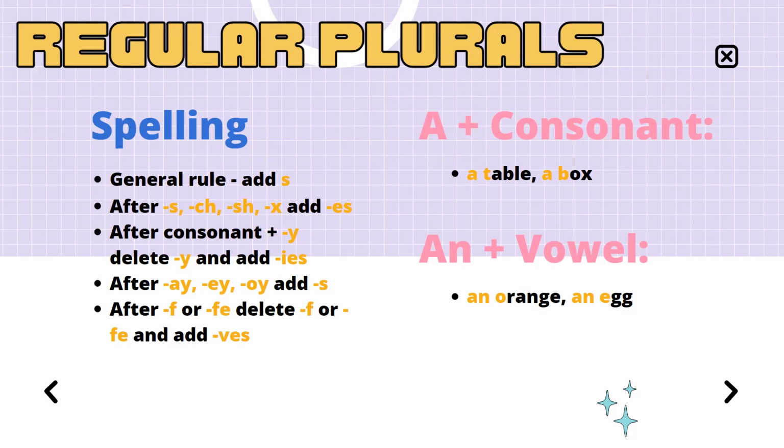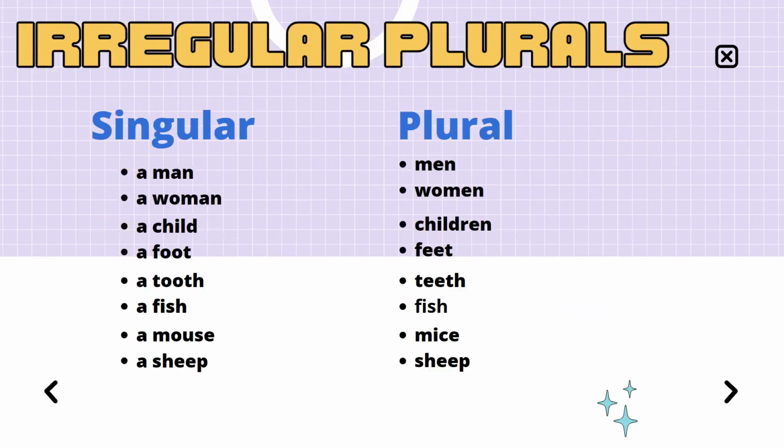So if you have a word that starts with a consonant, you add a before. So, for example, a table, a box. But if the word you're going to start off with has a vowel at the beginning, it is an. For example, an orange, an egg. Now, here are some irregular plurals.